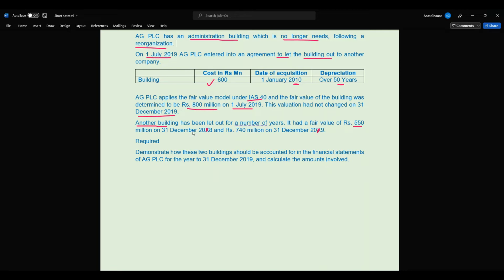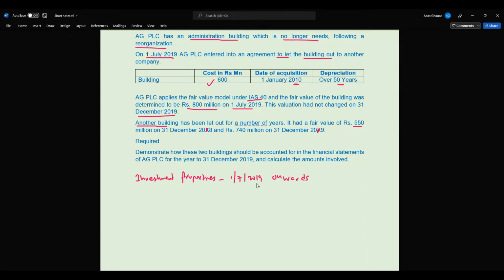So what is the story here? There was an administration building which was rented out from 1st July 2019 onwards. If it is rented out, the relevant standard which is applicable is IAS 40, investment property. So this has to be treated as an investment property from 1st July 2019 onwards.